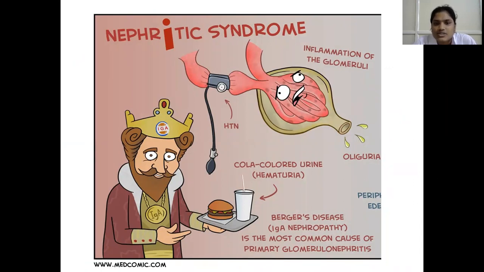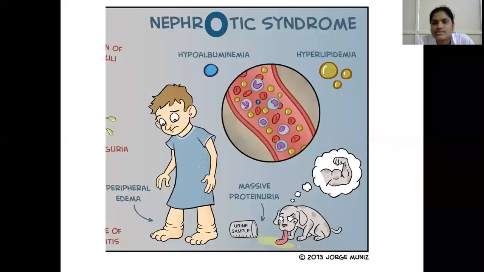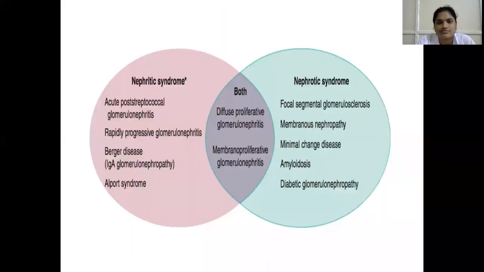First, the nephritic syndrome, as the name means, inflammation of the glomerulus is seen. So the presenting features are oliguria, hypertension, hematuria. The most common cause is IgA nephropathy. Then nephrotic syndrome: hypoalbuminemia, hyperlipidemia, proteinuria, and peripheral edema. These are the presenting features of the nephrotic syndrome.